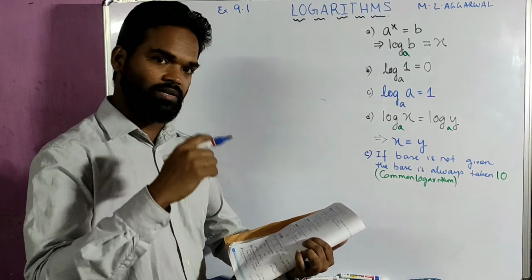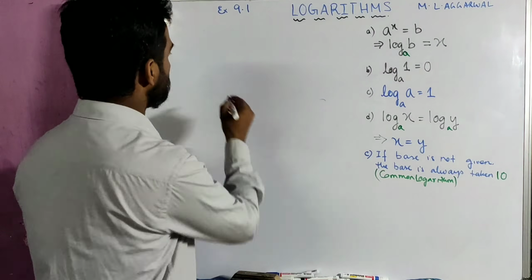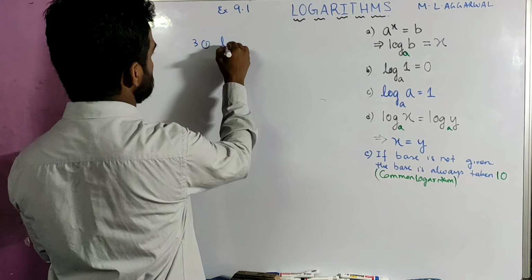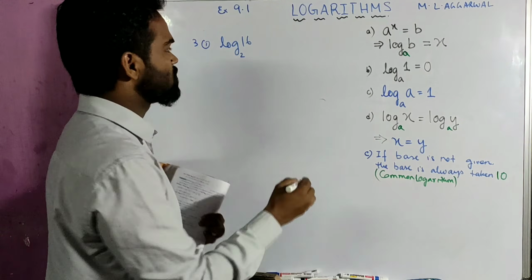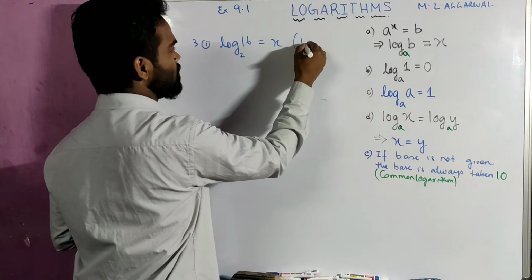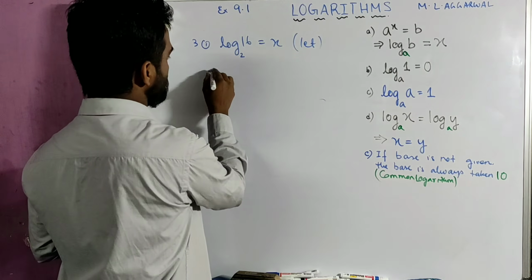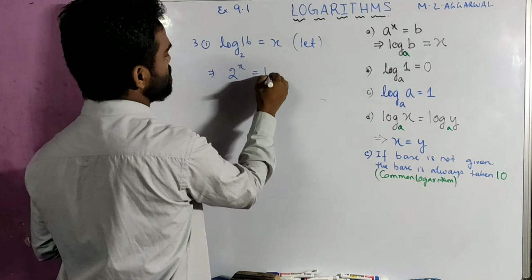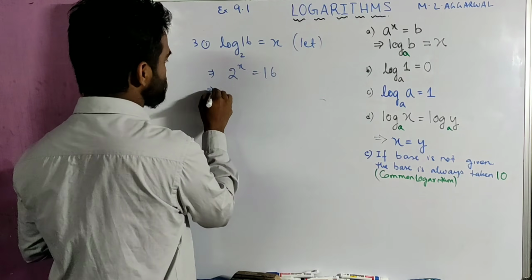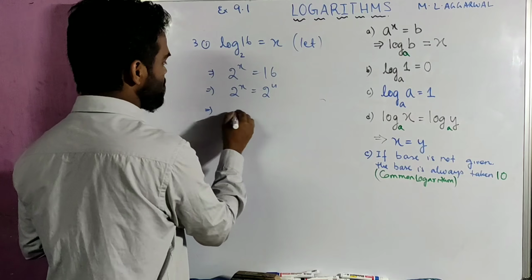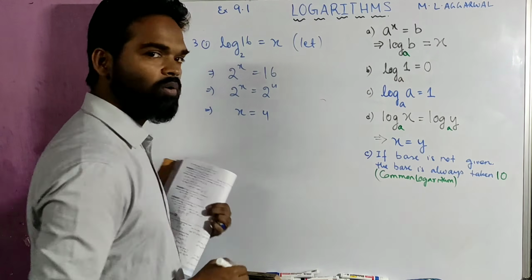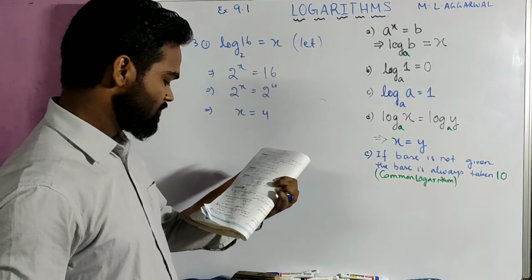Now look at sum number 3. They have told by converting into exponential form, find the value. So 3 part 1, they said log 16 base 2. Now suppose this is x, we let. Then we can say in exponential form 2 to the power x equals to 16, which we can say 2 to the power x equals to 2 to the power 4, which implies x equals to 4. The bases are same, the powers are same.